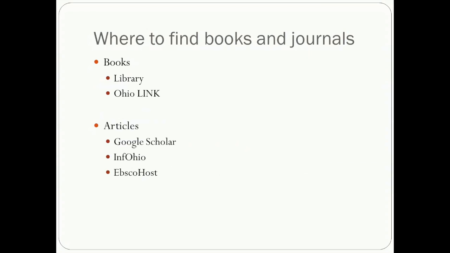Here are some places to find books and journals. For books, you can obviously start with your local or school library. However, from a school computer, you can access OhioLink to get books that you might not normally be able to find. For articles, you can start with Google Scholar. However, again, from a school or campus computer, you can access InfOhio or EBSCOhost. Both of these will give you access to journal articles that you might not normally be able to get.